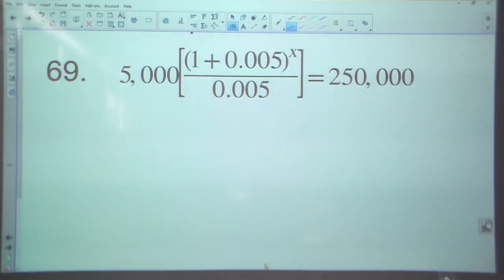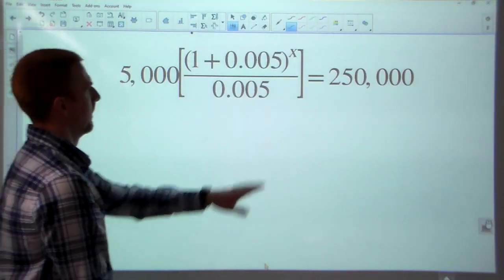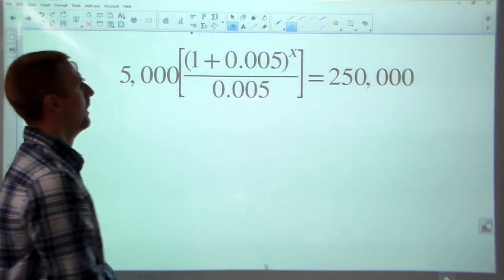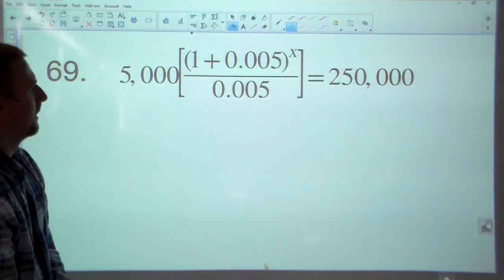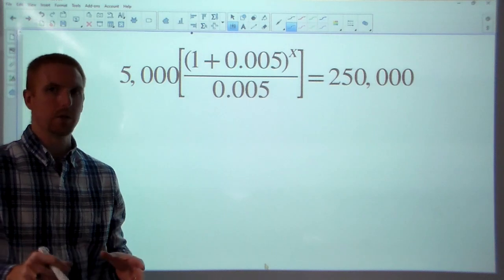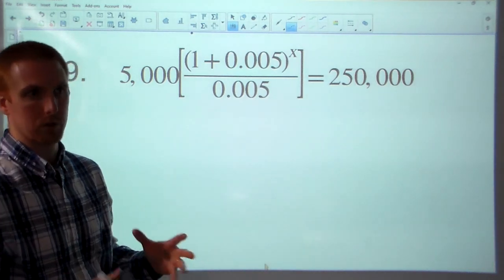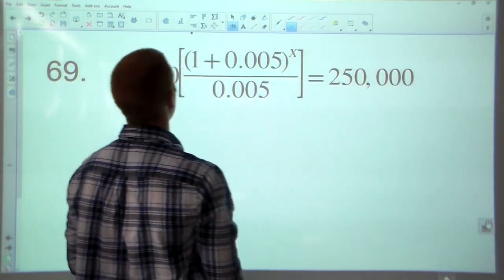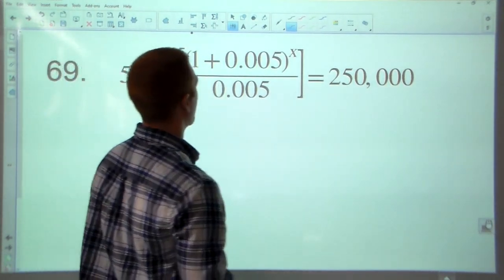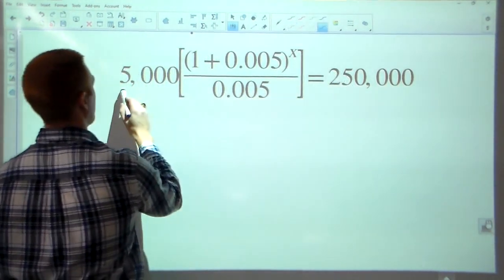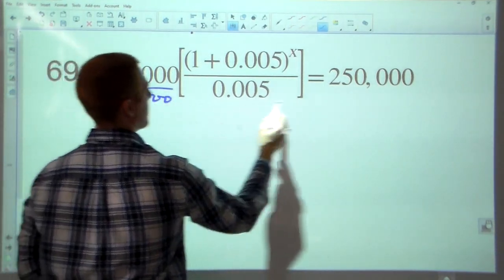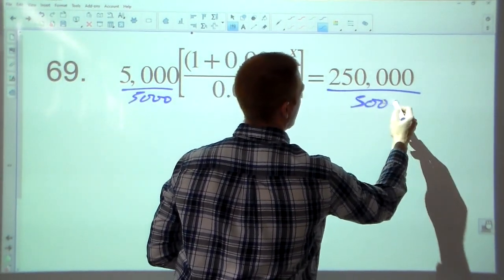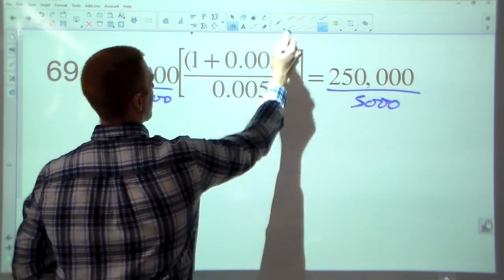Okay, so for 69, again, a lot of pieces. Ultimately, the variable is an exponent, so we're going to need to take a logarithm to get that taken care of. I would approach this as I would approach any equation. Let's start with the order of operations. We've got some parentheses, so they'll be left for last. We do have something times what's in parentheses, so let's divide that off first. So divide both sides by 5,000. And that's going to end up being 50 on that side.